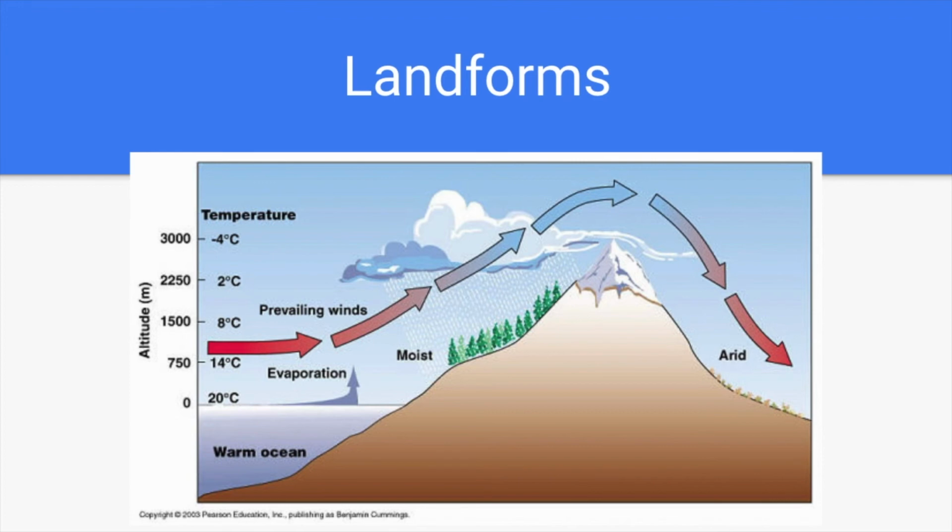It can cool a place down. But there's also a way in which a landform can actually influence how that ocean and wind affects the climate in an area. This is an example of what's called a rain shadow.